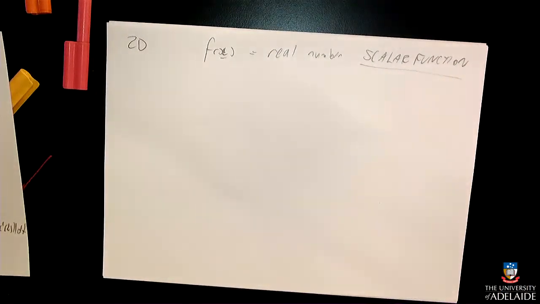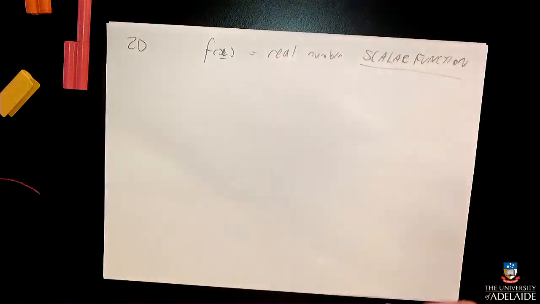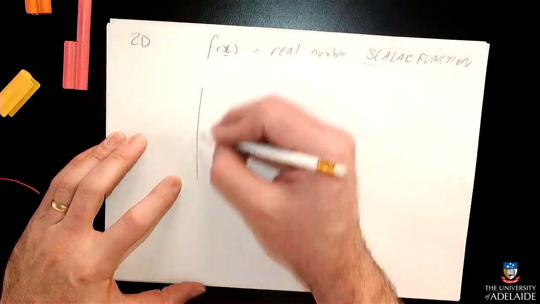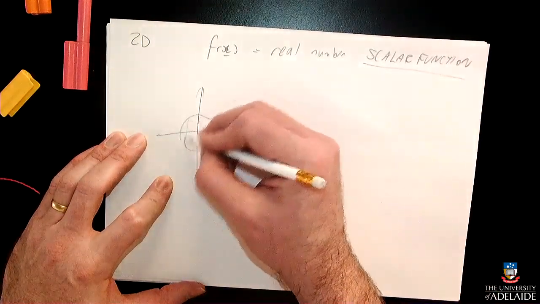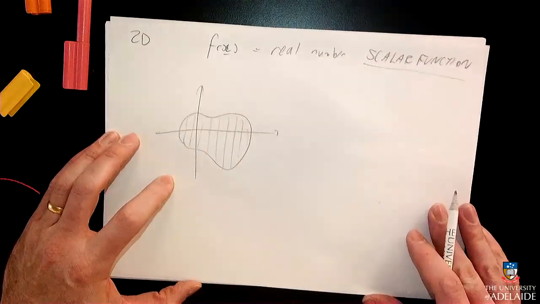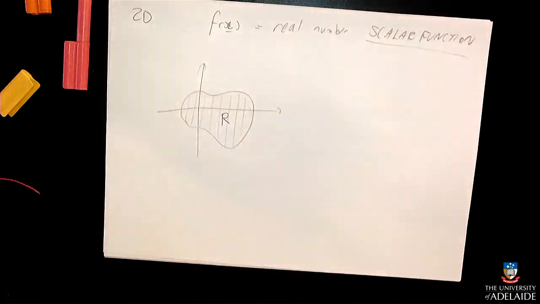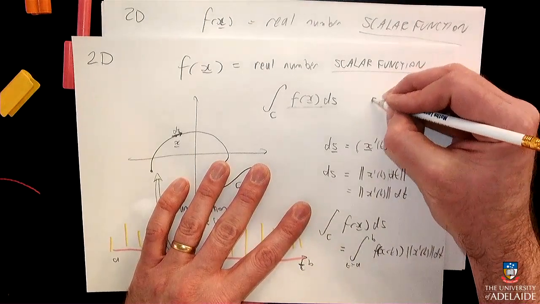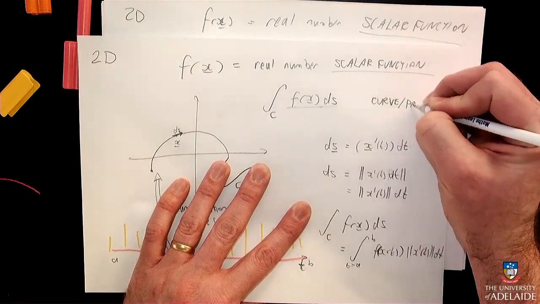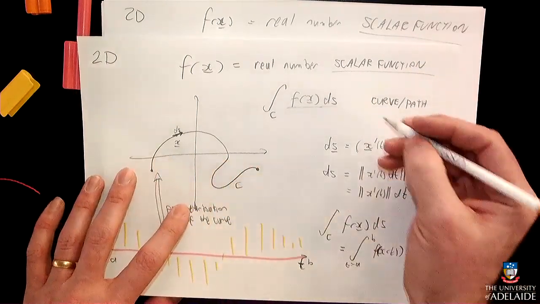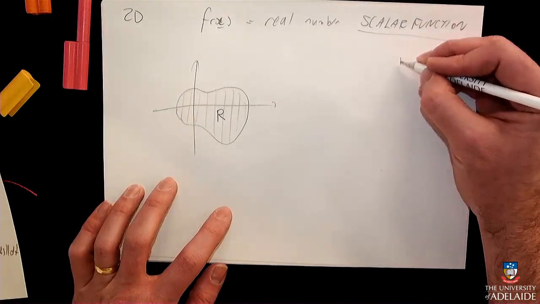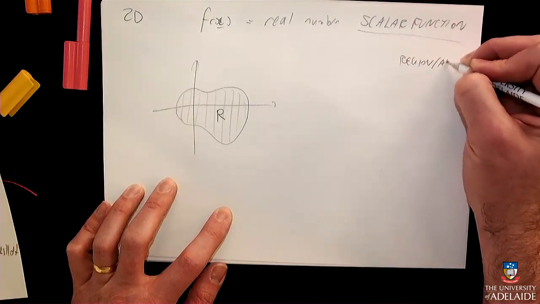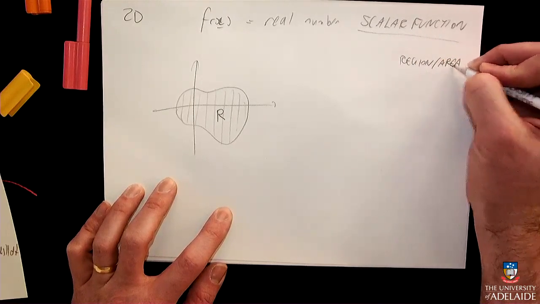Okay. So now, instead of doing a curve, I might do an area. I think it's R for region in this course. Does that sound right? Yeah. I'm just going to write curve and path on here just to make sure I've got it right. Okay. So we're going to do a region or an area.